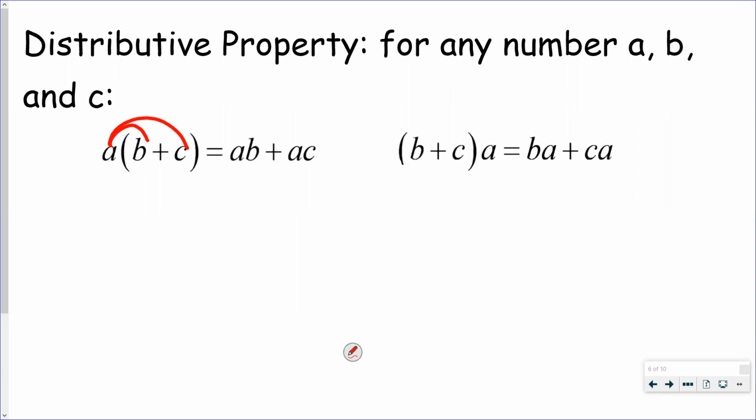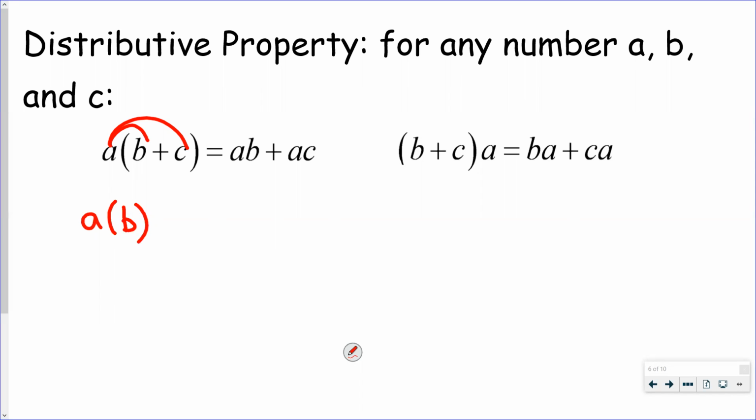Because remember, when we talk about simplifying expressions, that means there's no more parentheses. So we need to distribute to simplify because it gets rid of the parentheses. And if you remember, a number next to parentheses means multiplication. So the distributive property is multiplication. This shows it going frontwards. It also can be the same backwards.